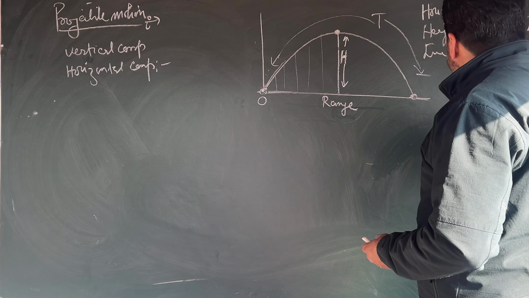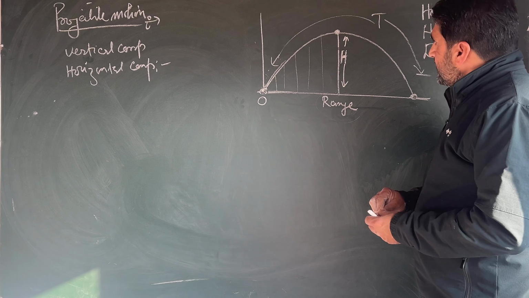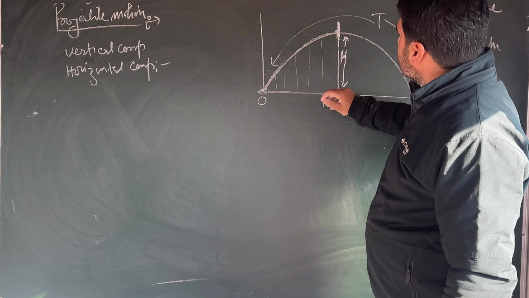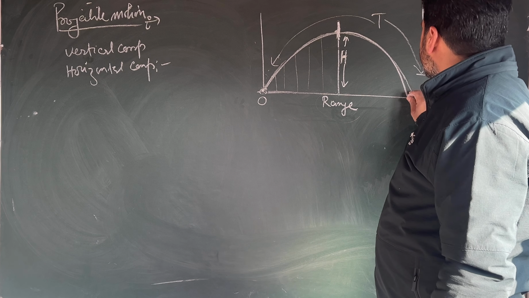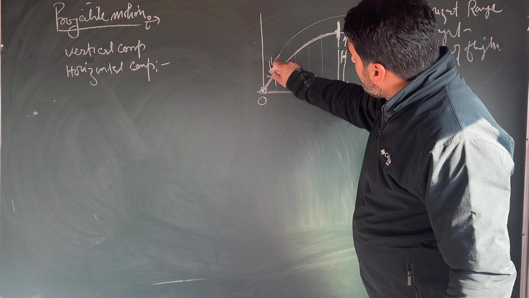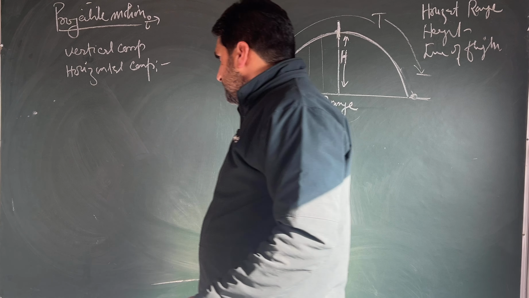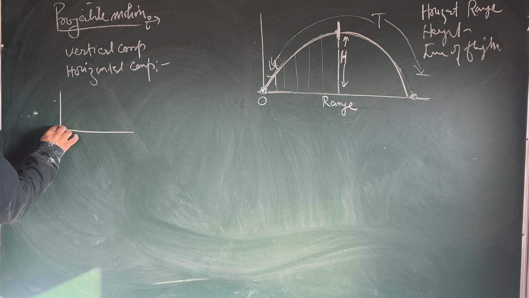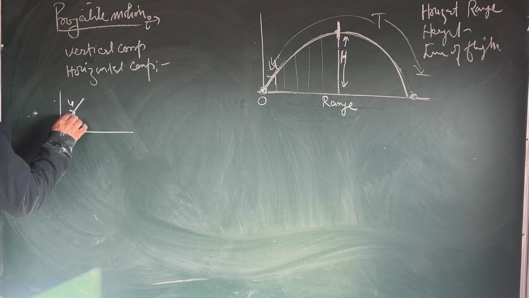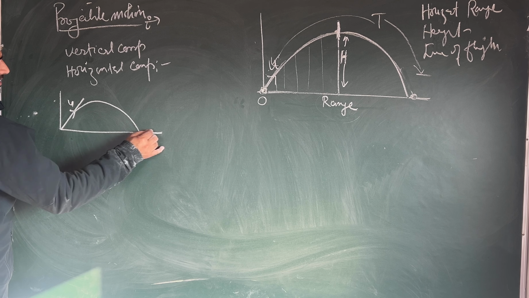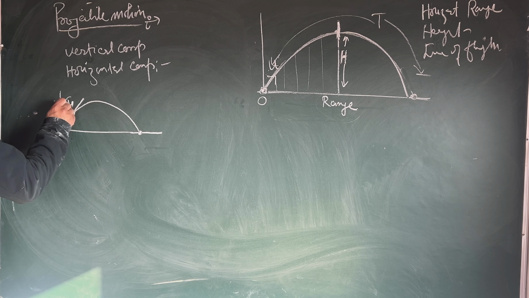Suppose the object goes from here to here, and from here comes back here. You throw an object with a velocity, say suppose the initial velocity given to the object is u. You give a velocity u to the object and it follows a projectile parabolic path and reaches this point. This u has two components. You have to resolve this u.